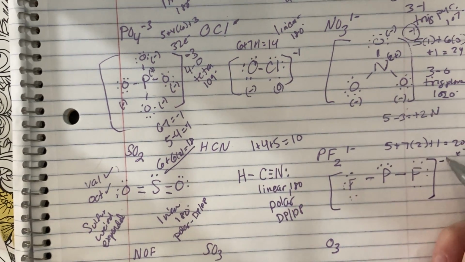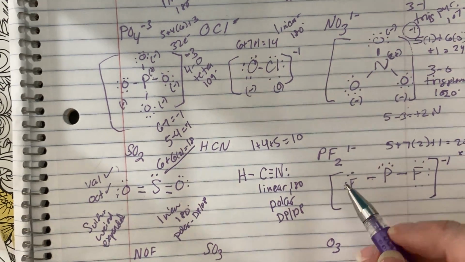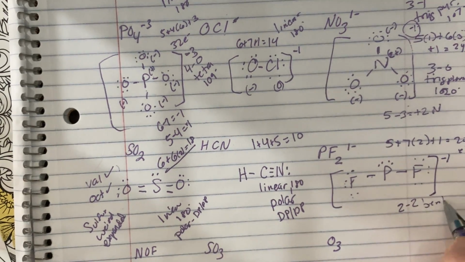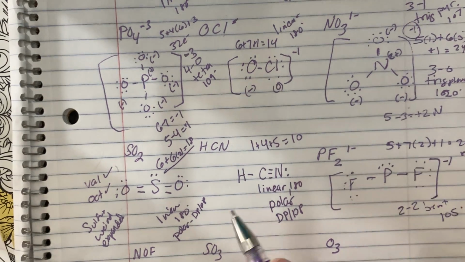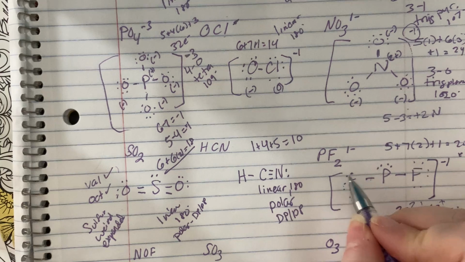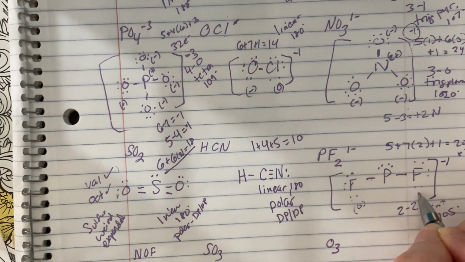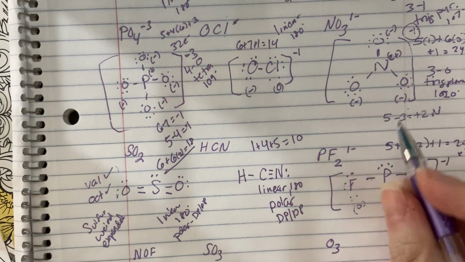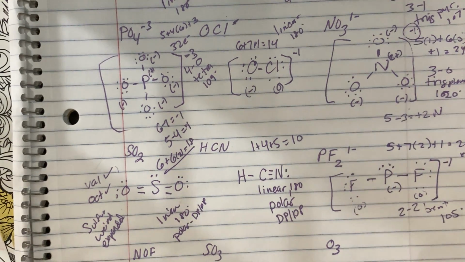I'm going to bracket and charge. Don't need to do polarity, but I do need to do VSEPR. 2, 2, bent, 105 degrees. And charges, 2, 4, 6, 7. Fluorines have a 0. And this phosphorus here, 1, 2, 3, 4, 5, 6. He has an added electron to give you your negative.